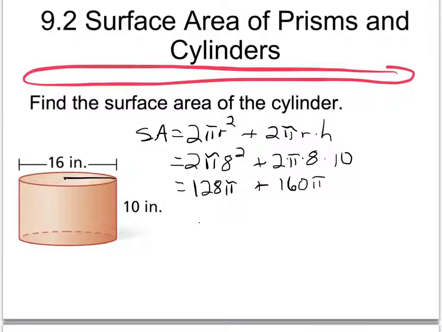Notice I keep the pi in there. Of course, not the wonderful pie that you get at Baker Square, but you keep the pi in there just to get a more exact answer.